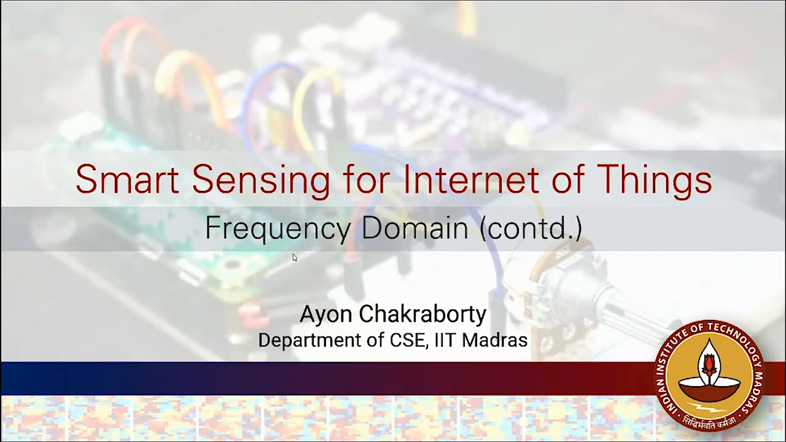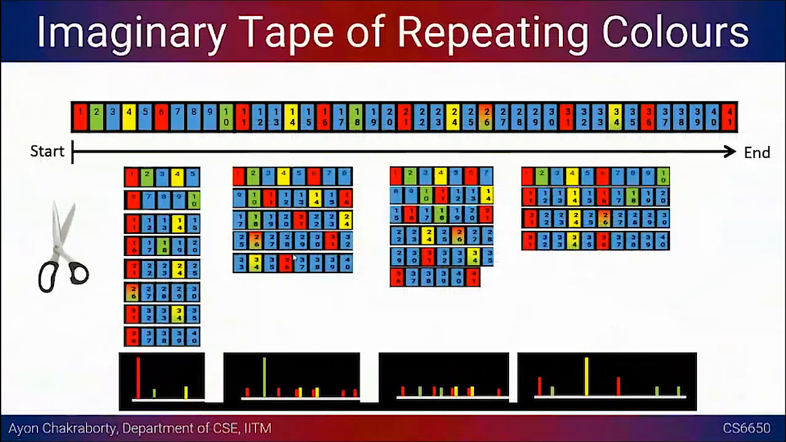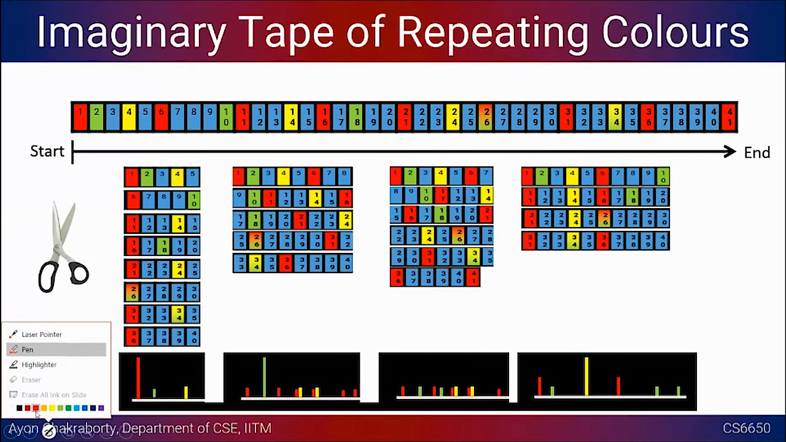So I'll just try to recap whatever we looked at in the last class. We were talking about this imaginary tape that had these repeating colors, starting from the red one, which gets repeated at every 5 gaps, and then we had this green color that was being repeated at every 8 gaps, and so on, right? And we also saw how you could fold this tape or cut this tape and stack the pieces on top of each other, which can bring out this nice pattern, right?